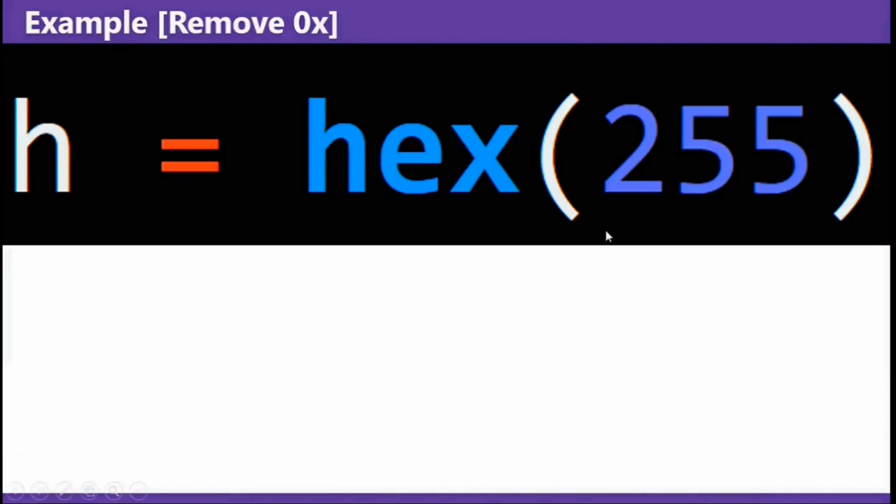Quiz time! If you want to remove the 0x from what hex returns, what's the best way to do it in a single line? Pause the video and write your answer in the comments.